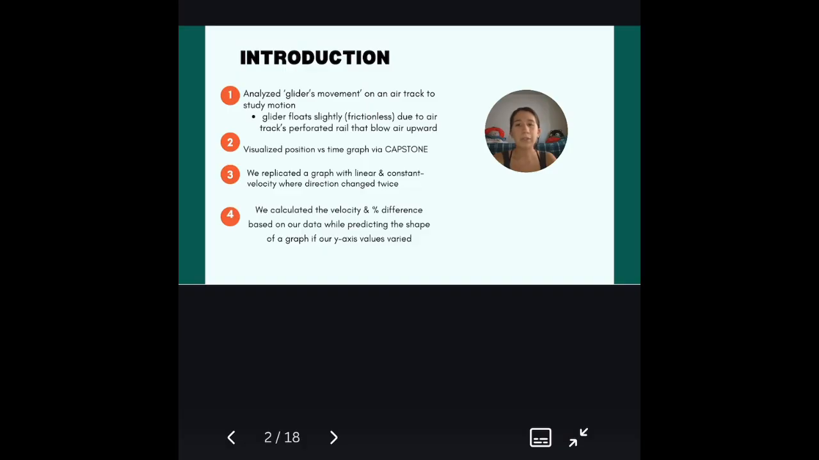Welcome back to our news report for this week's lab. As an introduction, we analyzed glider's movement on an air track to study motion.